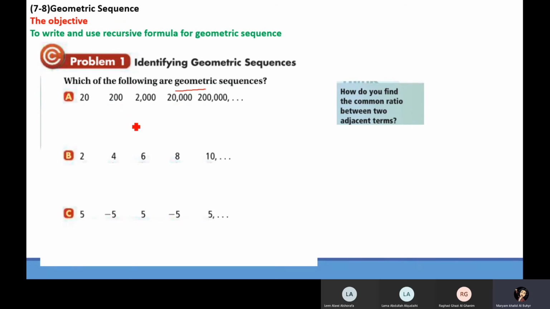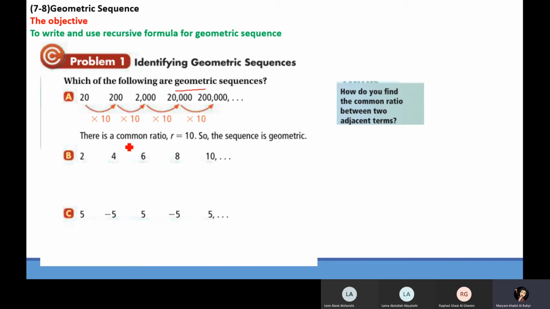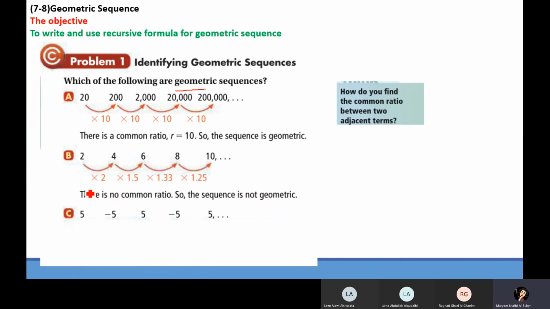So let's see the first one. If you notice here, you are multiplying by 10, multiplying by 10, multiplying by 10. So the common ratio is constant, and this common ratio is 10, so r equals 10. We will use this r in the coming examples. So the sequence is geometric because this is by multiplication. Now let's see the next example.